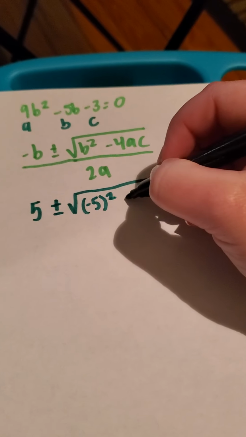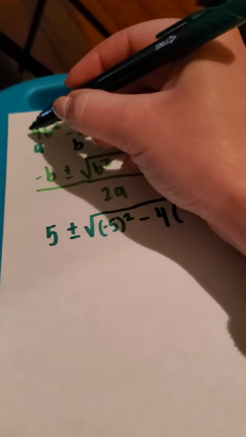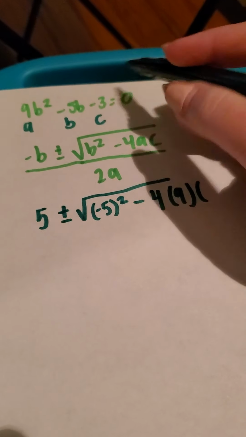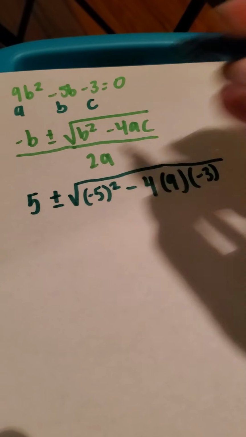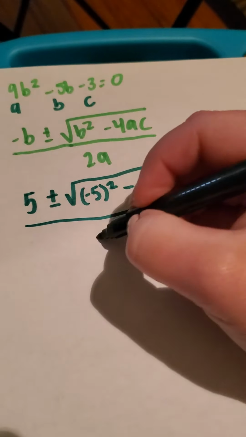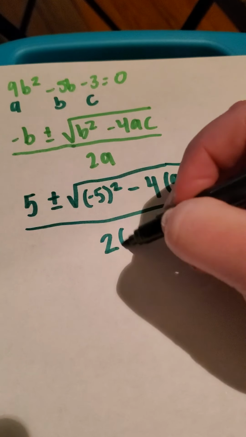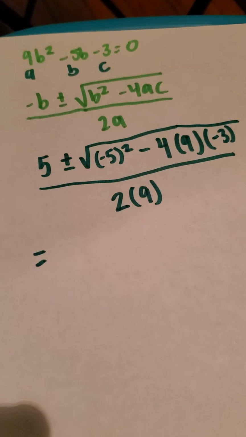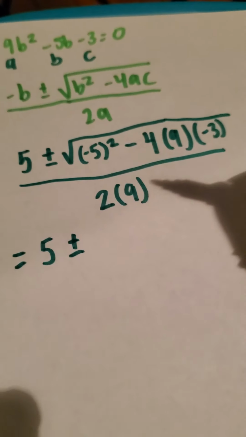squared minus 4 times a, which is 9, and then times c, which is that negative 3. And then that's all over 2 times a, which is 9. So 2 times 9. Then we're just going to keep simplifying that. So we have 5 plus or minus.